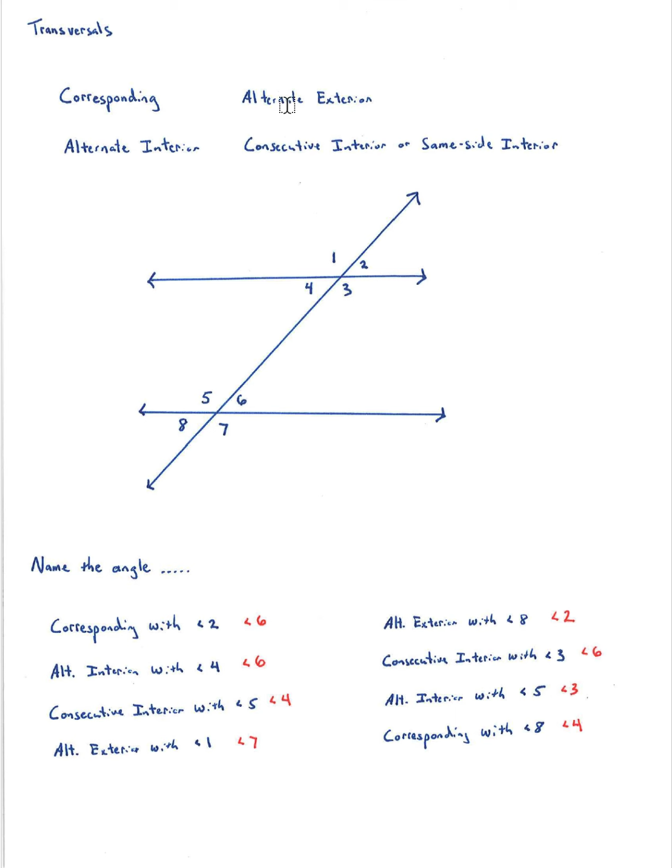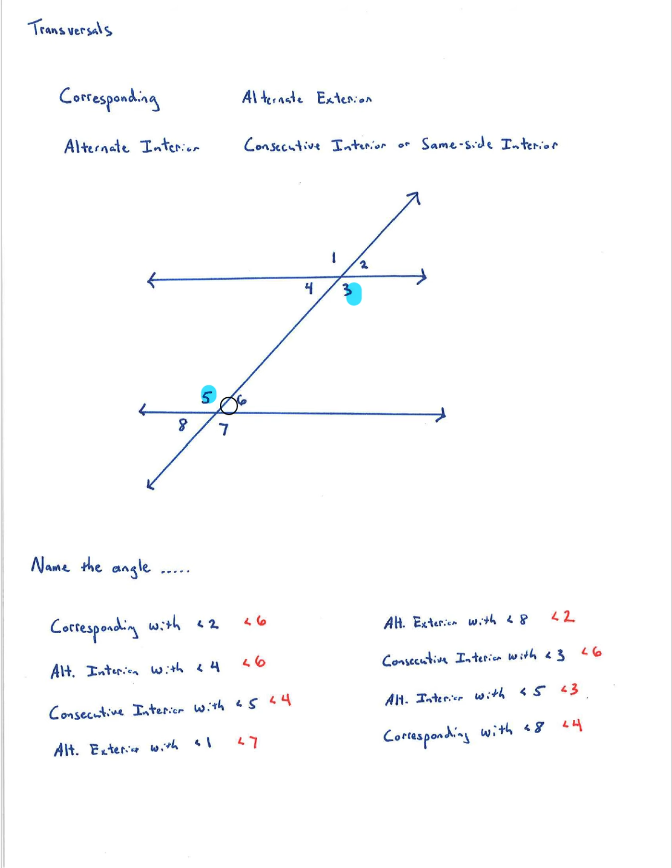Okay? Alternate exterior. Exterior means on the outside, and alternate means on the opposite side of the transversal. So 2 and 8 would be alternate exteriors. 1 and 7 would be alternate exteriors. Okay? Alternate interiors, well, you're interior, so you're inside. So you're inside and alternate, meaning on the opposite side of the transversal. So 3 and 5 are alternate interior, 4 and 6 are alternate interior.